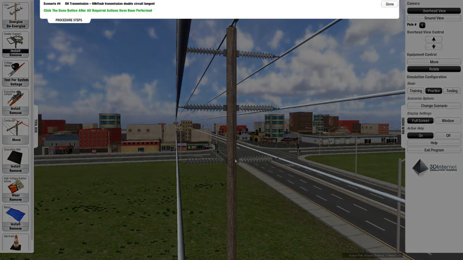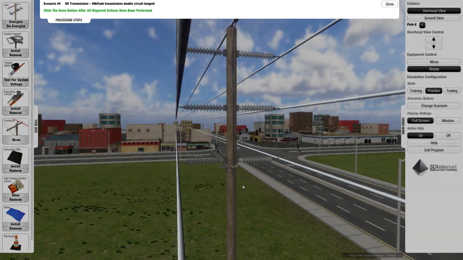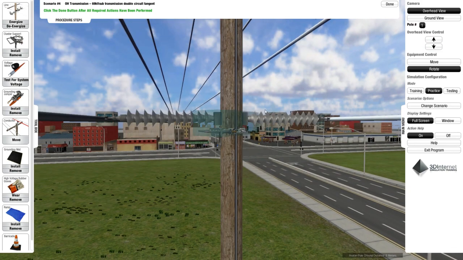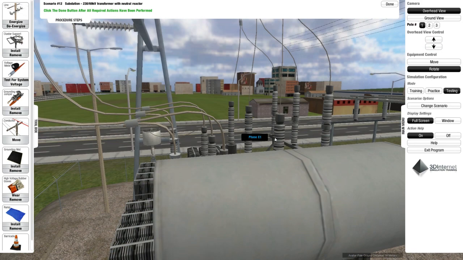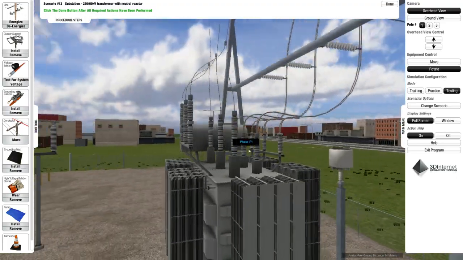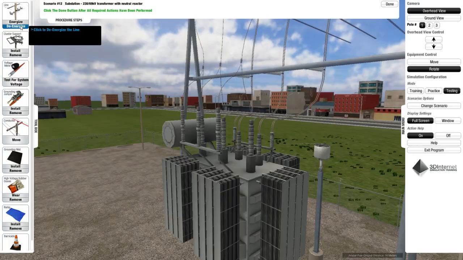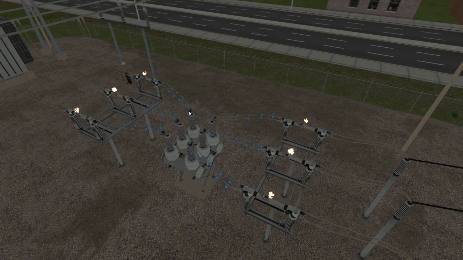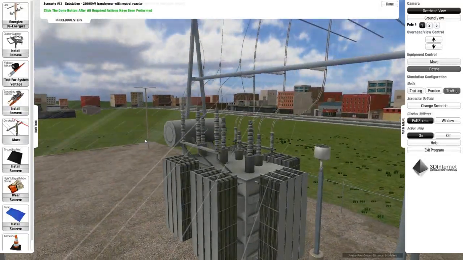In practice mode, the user can try to complete a scenario without prompting to see if they are ready to move to testing mode. Results are not reported in practice mode. In testing mode, a user is not prompted, as they are now expected to remember the steps in the procedure from their experience in completing them in training and practice mode. Results are tracked and reported. Users have the ability to move freely about the environment while in testing mode.